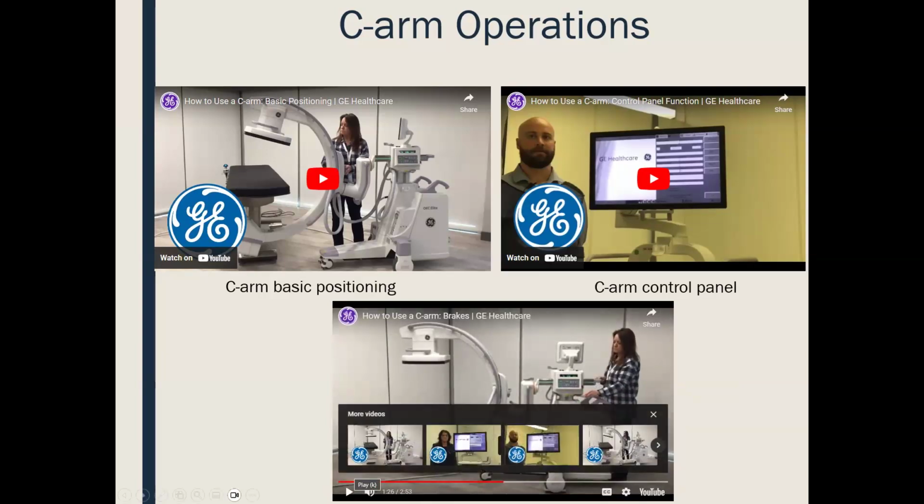That's important, guys, when a physician is pinning a hip and he wants to watch the screws go in. So that is very important.